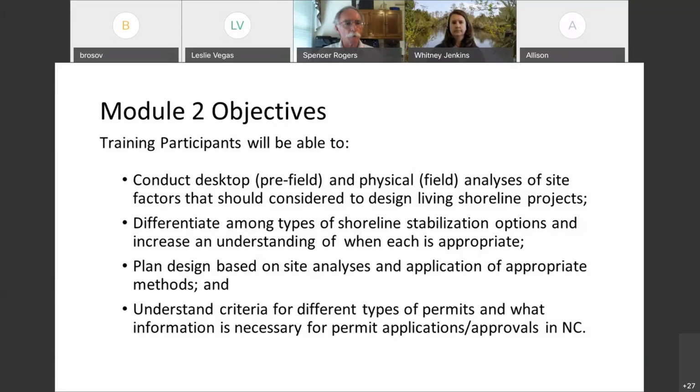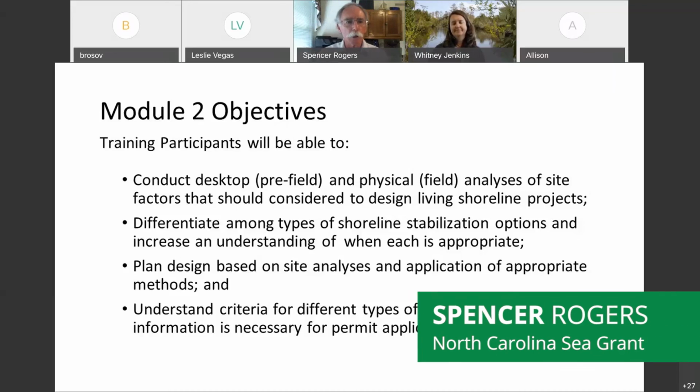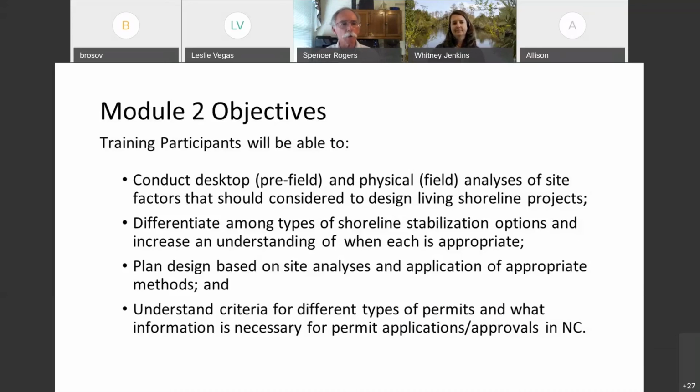Good morning, folks. My name is Spencer Rogers. I'm a coastal engineer geologist with North Carolina Sea Grant, and I'm going to pick up from last week's session. In your manual, that's the beginning of Module 2. We'll start on this morning. And the objectives of this module are to conduct desktop and field analysis of some of the site factors that you'll need to know in order to do the design work that comes in the later module.